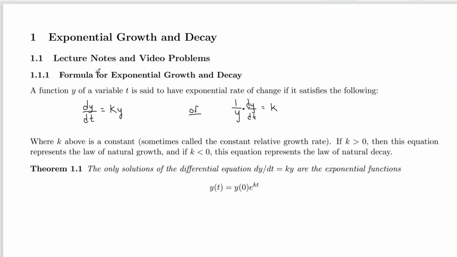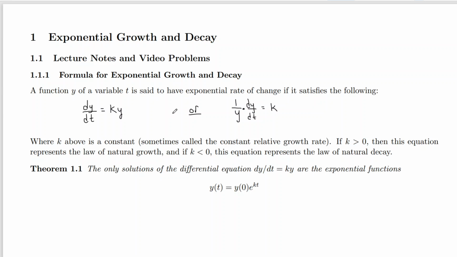But in this section, we're going to have a deeper understanding of why exponential growth is what it is, because we understand what the derivative is now, why it's actually called exponential growth. All right, so first we're going to just talk about the formula of exponential growth and decay, where it comes from, and then we'll work some problems with it.